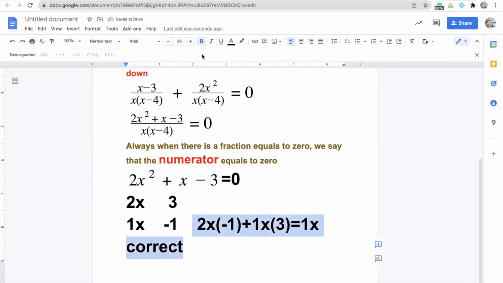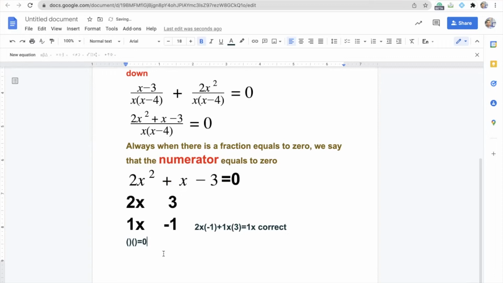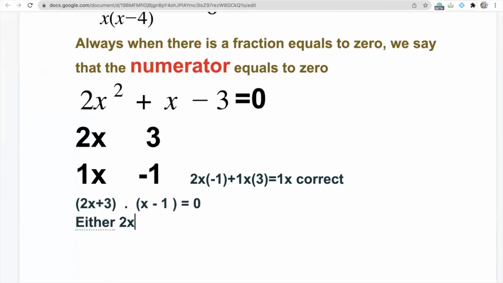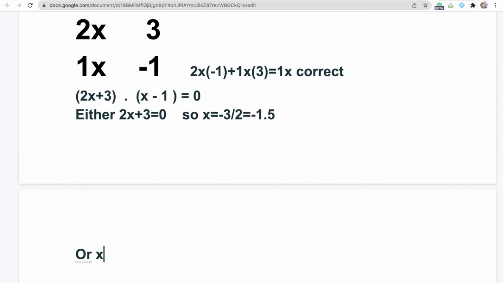So now what I will do? I will factor it, 2 brackets equals to 0. The first one is 2x plus 3, times the second one, x minus 1. Either or, and you are done. Either 2x plus 3 equals to 0. So when you move 3 to the other side, it will become negative, then divide by 2, x will be negative 3 over 2, or negative 1.5. Or x minus 1 equals to 0, so x equals 1. So the solutions are negative 1.5 and 1.